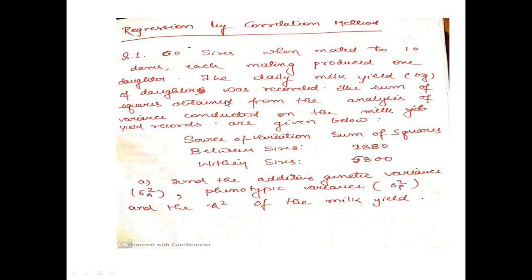Now the next is regression of offspring by correlation. Regression coefficient means heritability by regression. See, it's written wrong over here. It's actually heritability by correlation method. 60 sires when mated to 10 dams, each mating produced 1 daughter. The daily milk yield of daughters was recorded. The sums of squares obtained from the analysis of variance conducted on the milk yield records are given below. Again, you have the between sire component given.